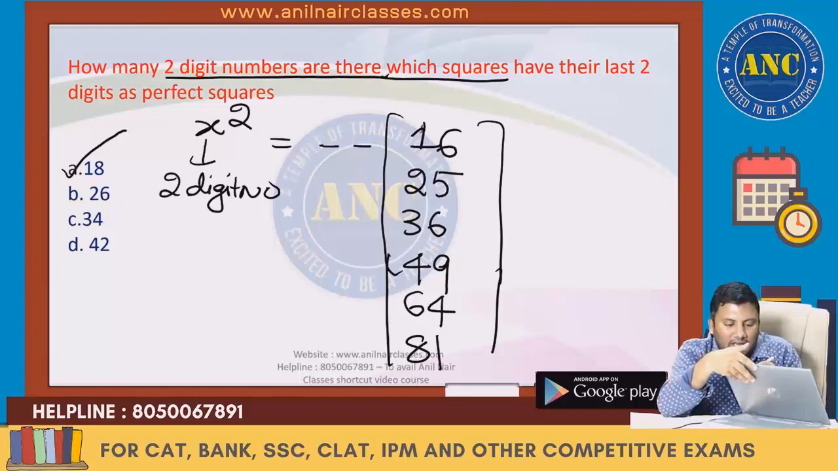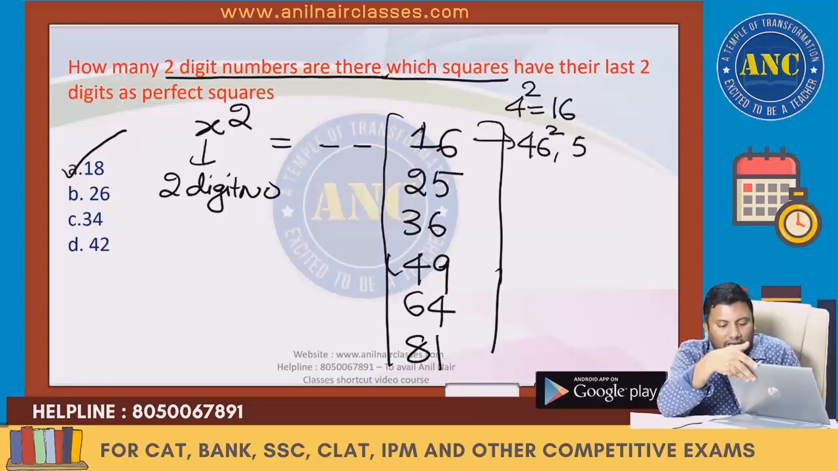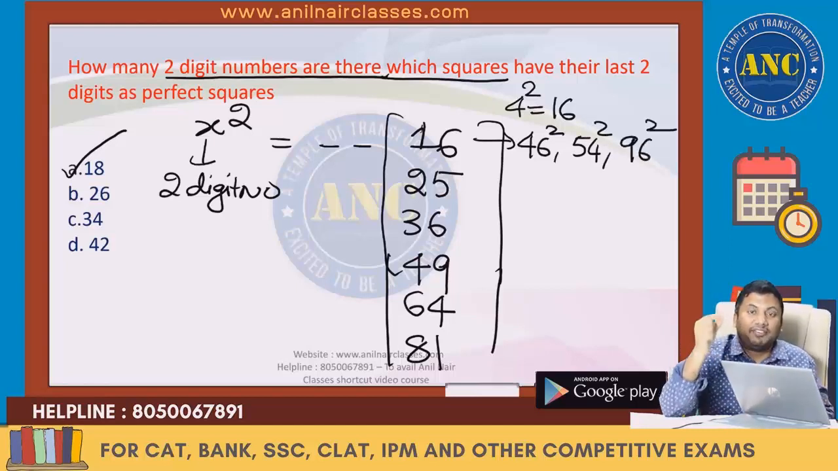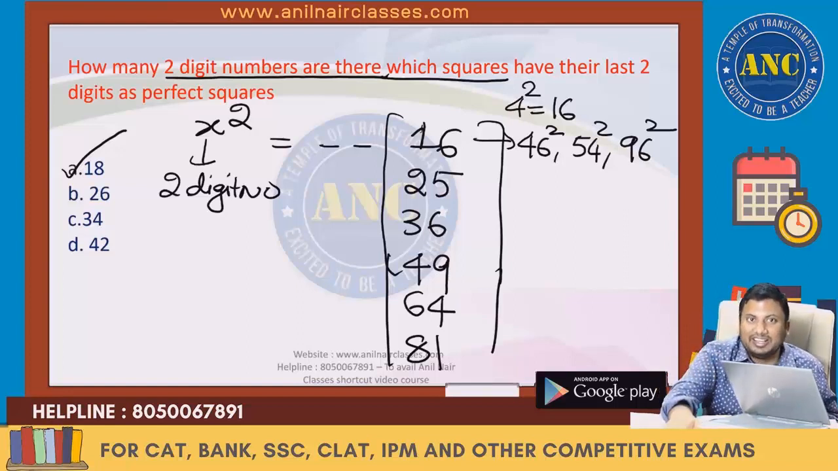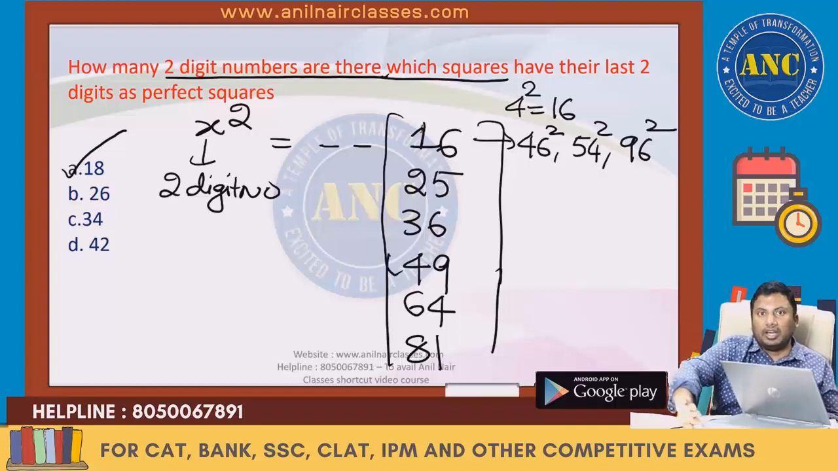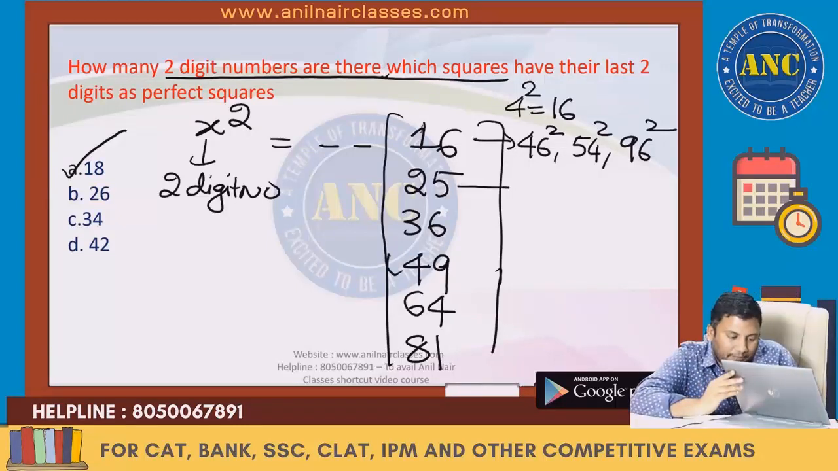Why? Because if 4 square is 16, what are the cases? 50 minus 4, 50 plus 4, 100 minus 4, 96. For every number, 3 cases will come. What are the 3 cases? 50 minus x square, 50 plus x square, 100 minus x square.